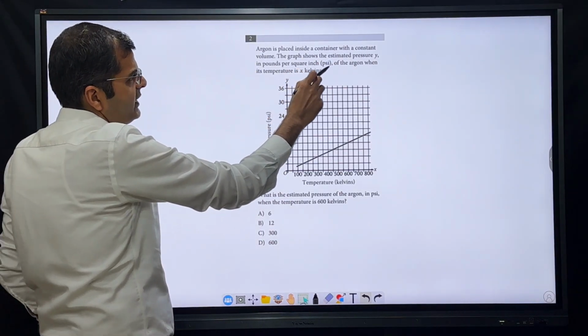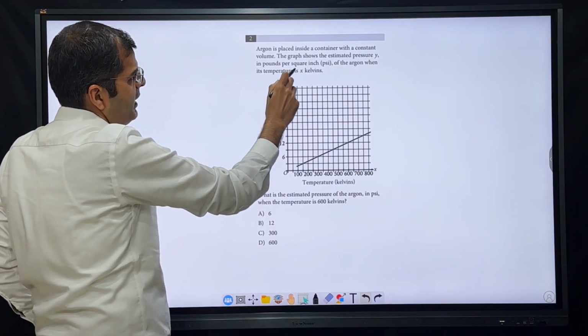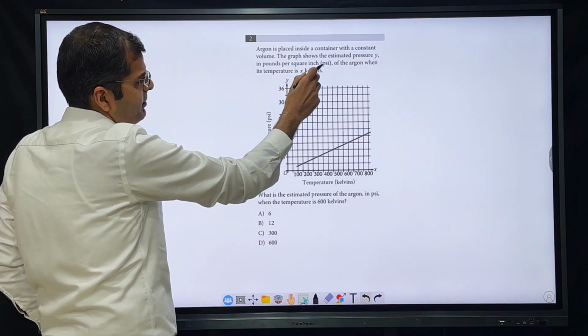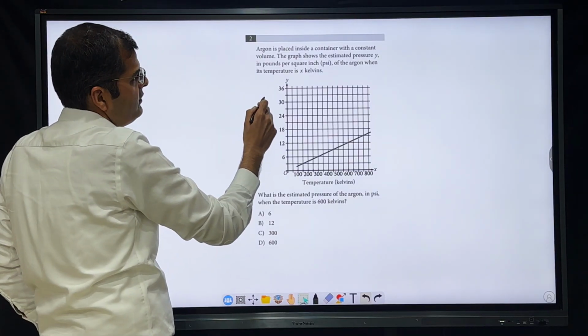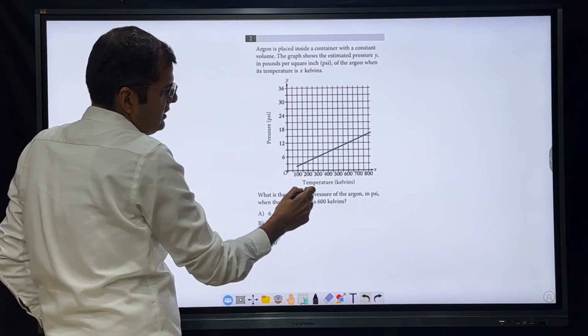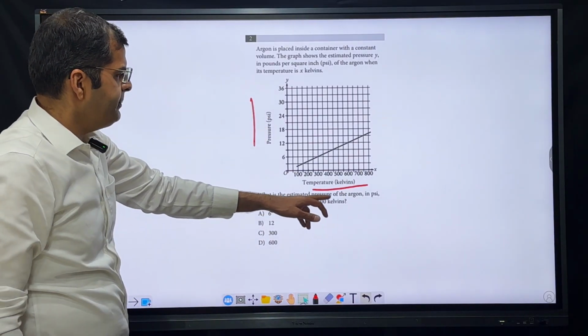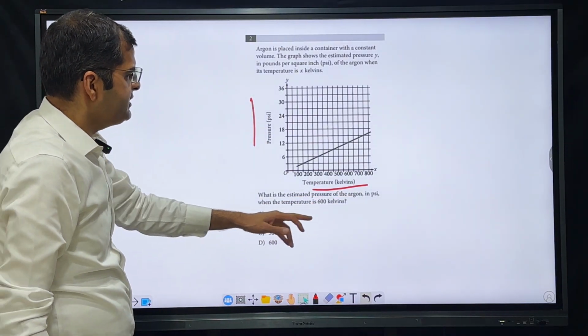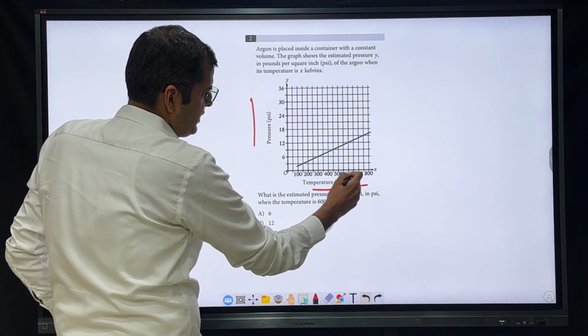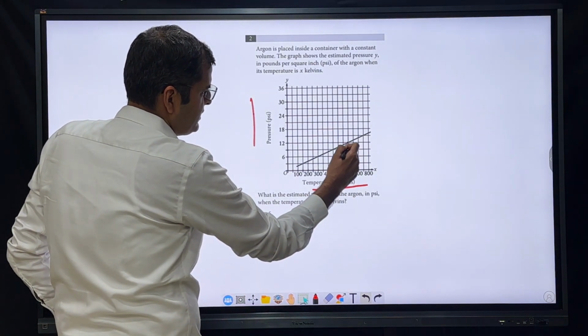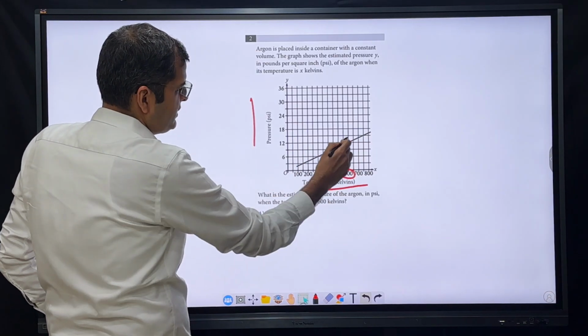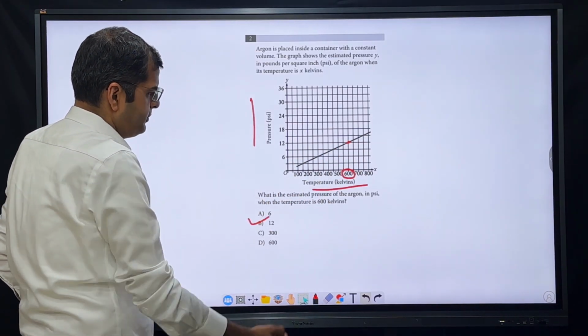Now this question says, argon is placed inside a container with constant volume. The graph shows estimated pressure y in pounds per square inch, PSI, of the argon when its temperature is x kelvins. So temperature is on the x-axis, pressure is on the y-axis. What is the estimated pressure of argon in PSI when the temperature is 600 kelvins? This is 600 kelvins. So at this point, the pressure is 12 PSI. So option B is correct.